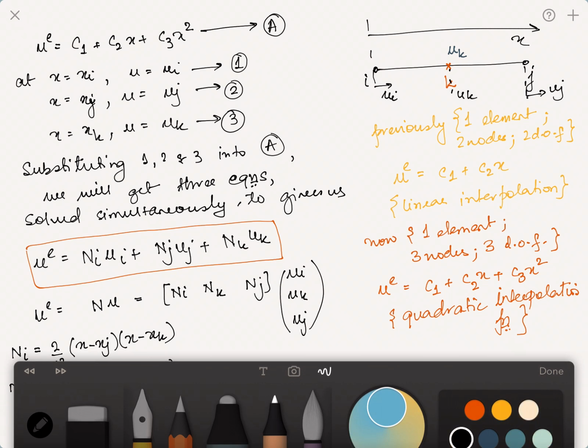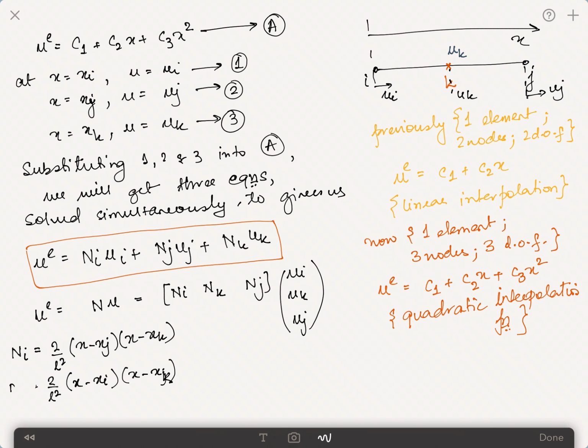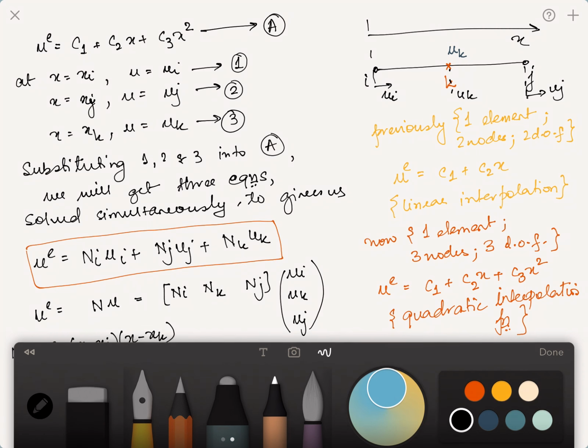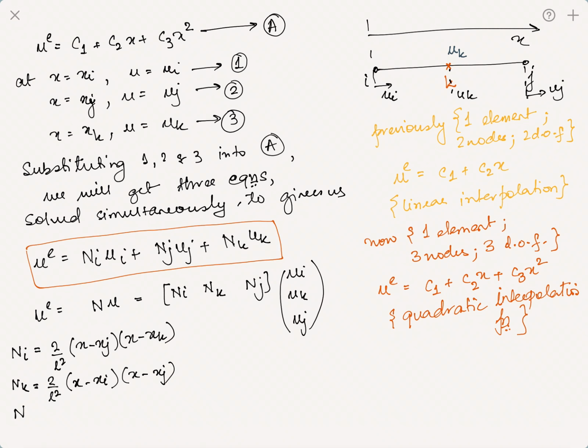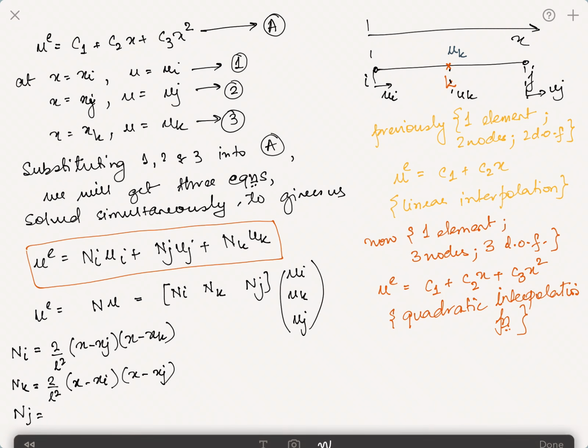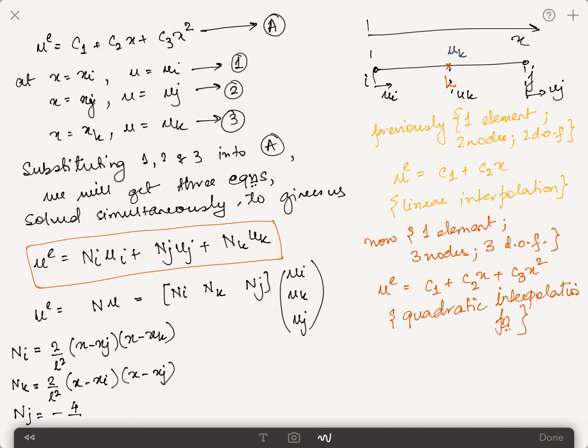Well, since I have Nk as a middle node, it will be different. Then I have to write Nk is equal to 2 by L squared times (x minus xi) and (x minus xj). And finally Nj, which is the last node, will be given as minus 4 by L squared times (x minus xi) times (x minus xk).